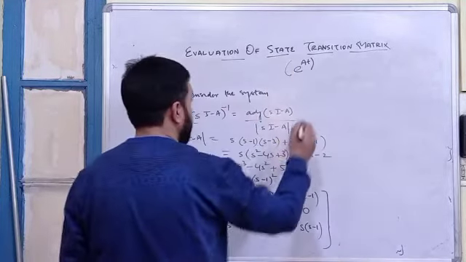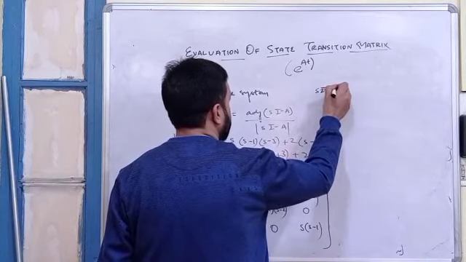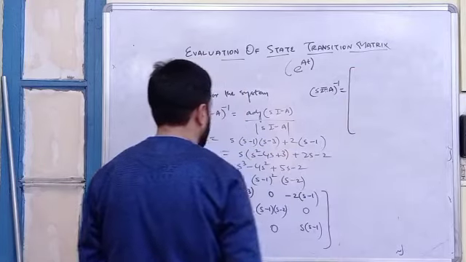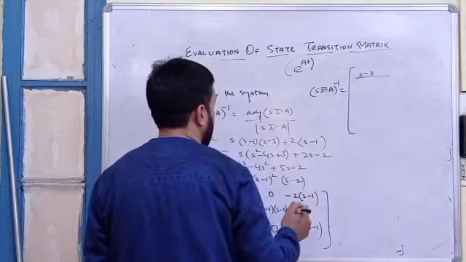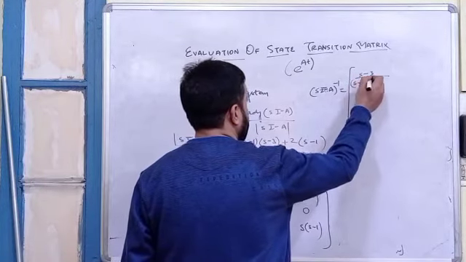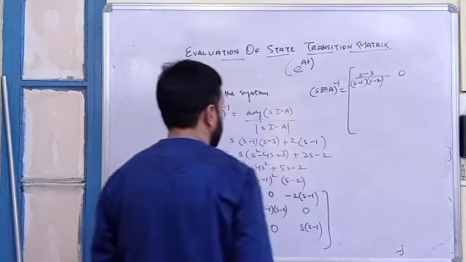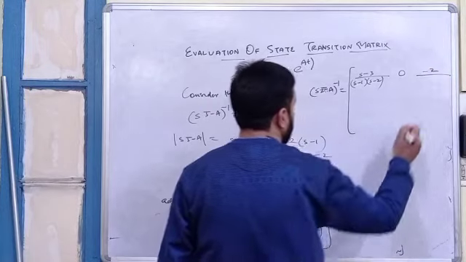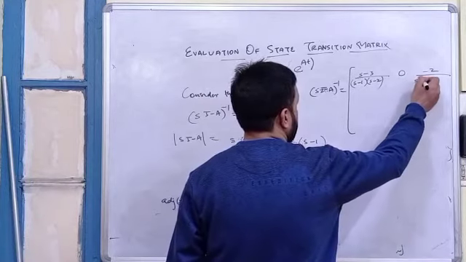So you will have sI minus A inverse equal to what? You will have s minus 3 upon s minus 1 into s minus 2. That's the first term. The second term is 0. The third term is minus 2 upon s minus 1 into s minus 2.